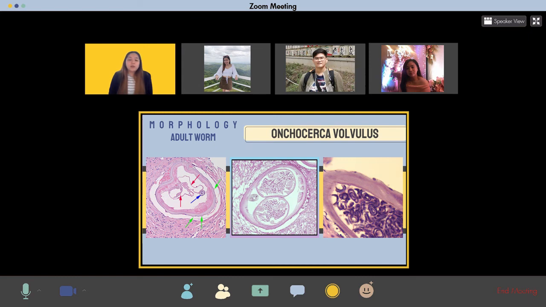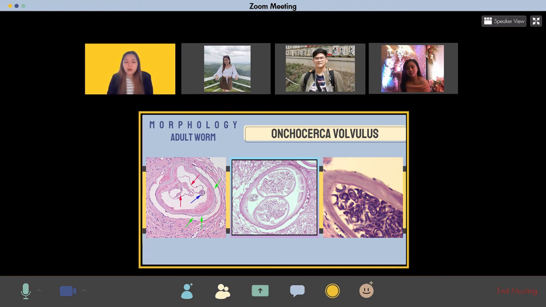So here we have three images, and these three images are only of the female adult worm. We were not able to successfully search or retrieve any male adult worm of the Onchocerca volvulus. But what is sure is that both the female and male adult worm have similar structures, except for the presence of the uterine tubes. So here we have the first image.